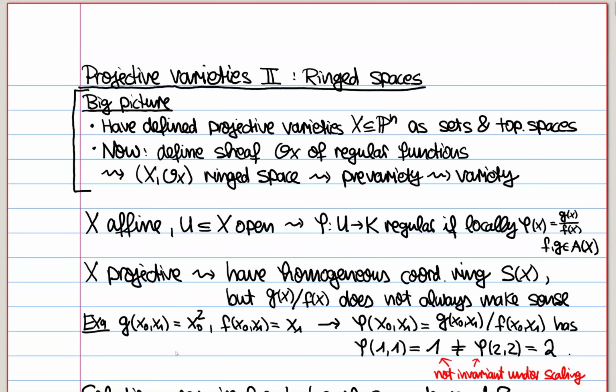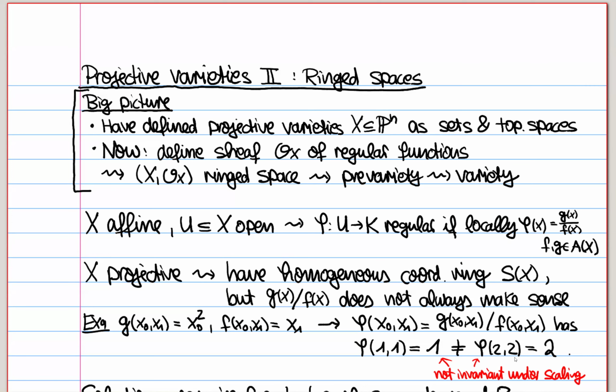To see that, you can take g to be x0 squared and f to be x1, for functions in two variables. And then if you take this quotient, you could evaluate at the point (1,1), then you get 1 squared divided by 1 is 1. Or you could evaluate at (2,2), then you have 2 squared divided by 2 is 2. So you see you don't get the same number. And since the points (1,1) and (2,2) inside P1 are the same point, you wouldn't get a well-defined function on an open subset of P1.